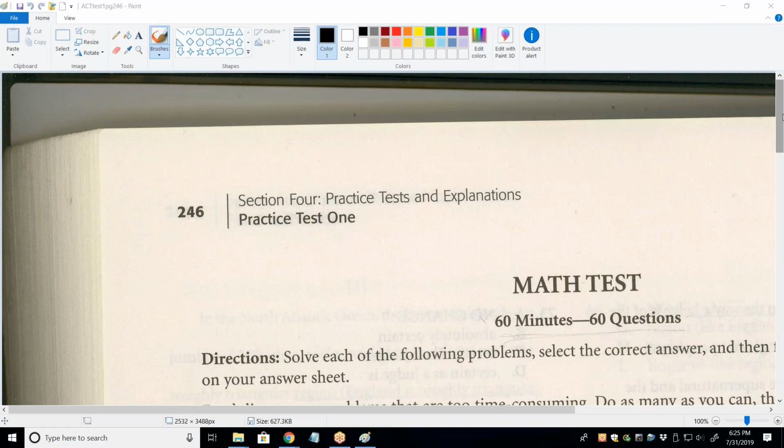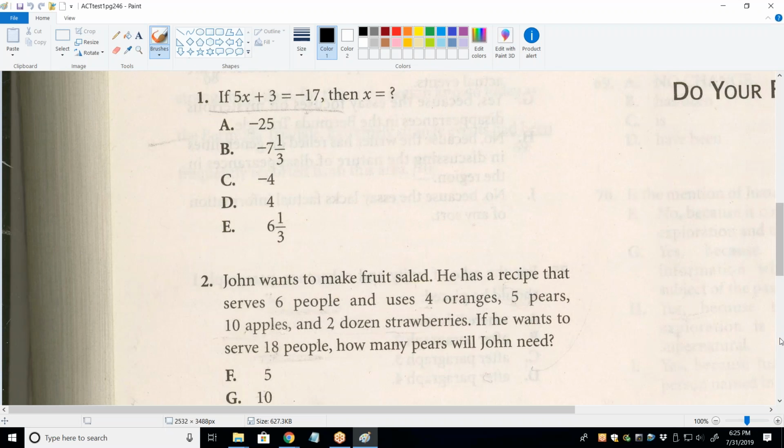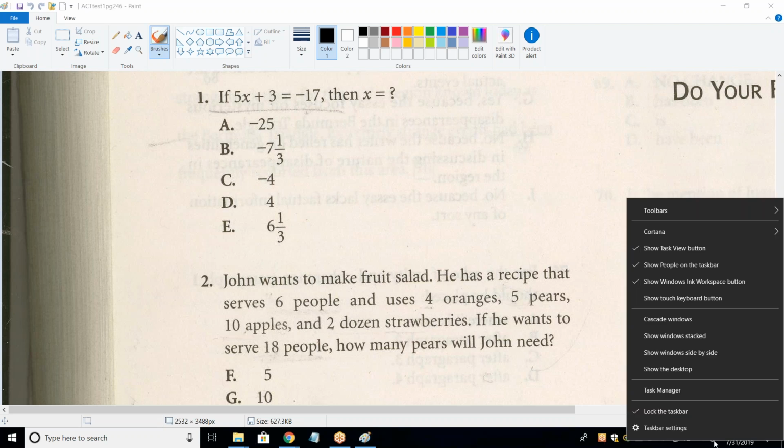I'm going to start on question 1. And go ahead. What's x equal to? 5x plus 3 equals minus 17. Okay, what is that? Negative 14 over 5.